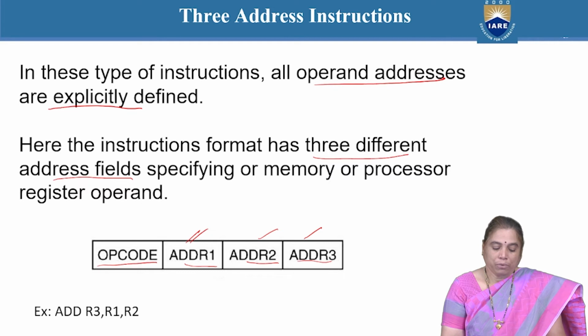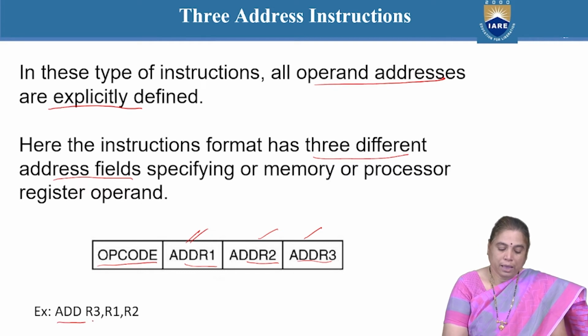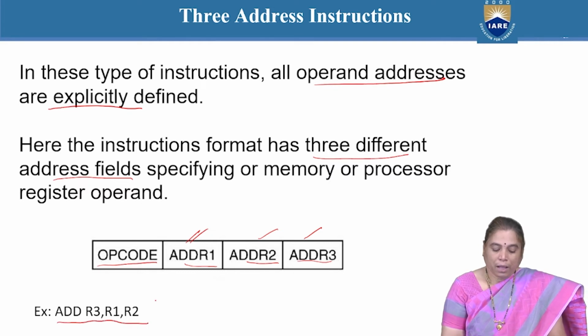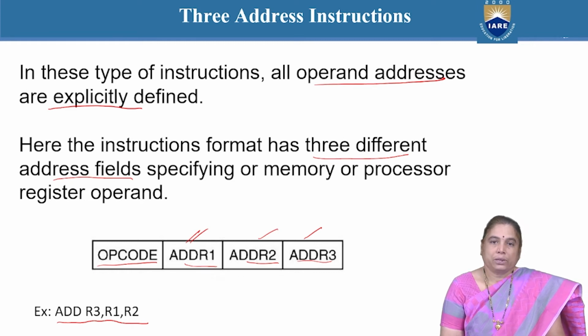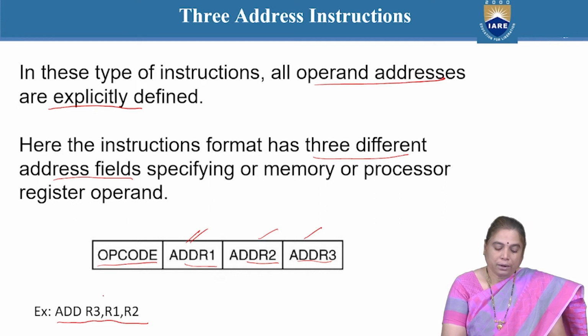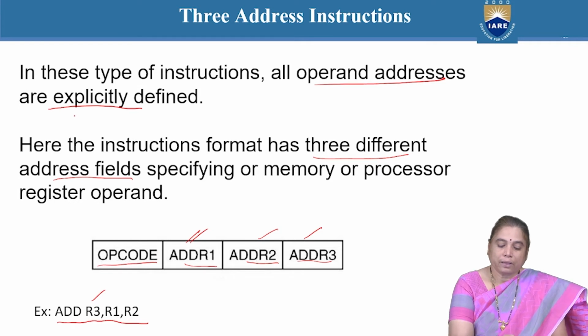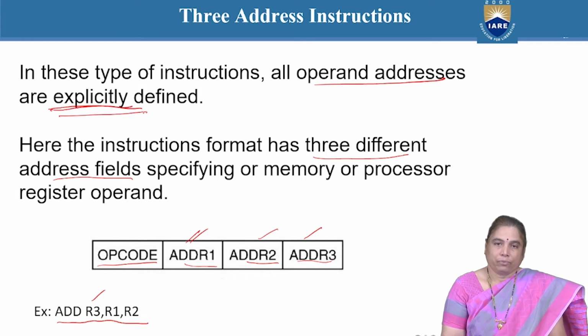So the example we can consider here is add R3, R1, R2. So here this add operation is implemented on the CPU registers R1, R2 and R3. The values stored in R1 and R2 are added, and the result is stored in R3. So this is a three address instruction. Here the operand addresses are explicitly defined.